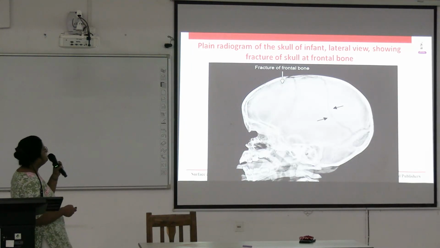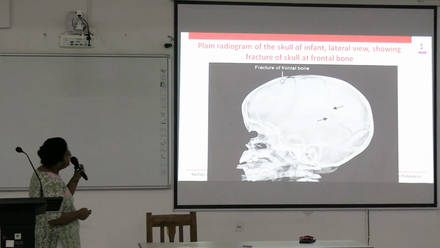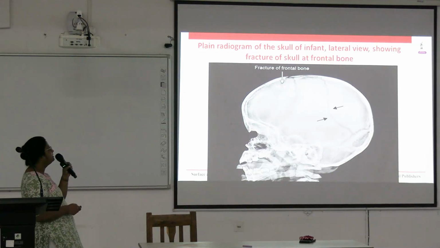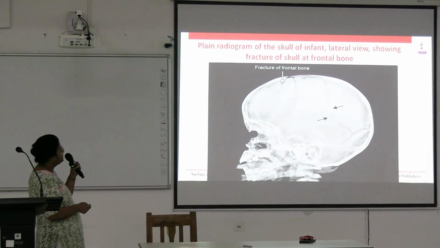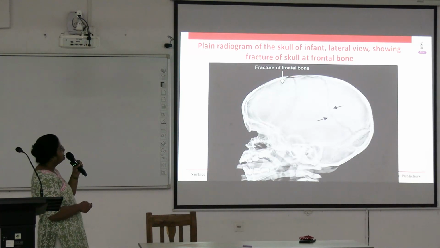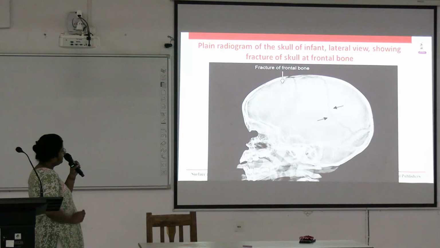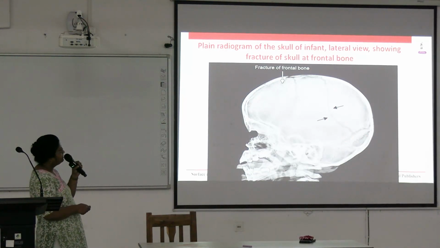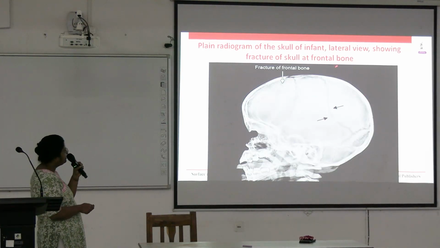Next, plain radiogram of the skull of an infant, lateral view, showing fracture of the skull in the frontal bone here. This fine line over the frontal bone is showing one fracture line. And another fracture line is visible over the parietal region here.